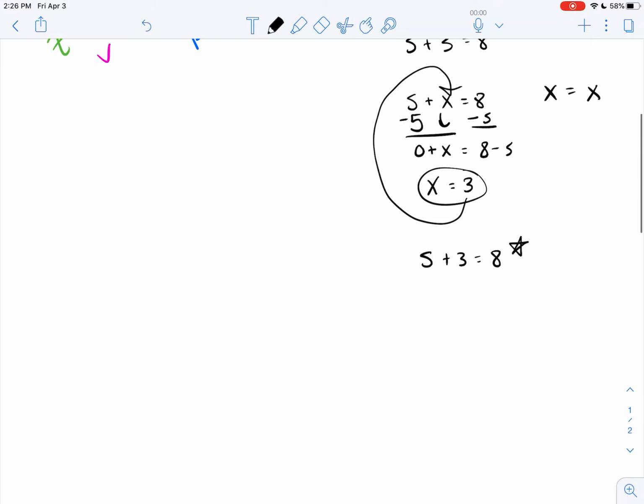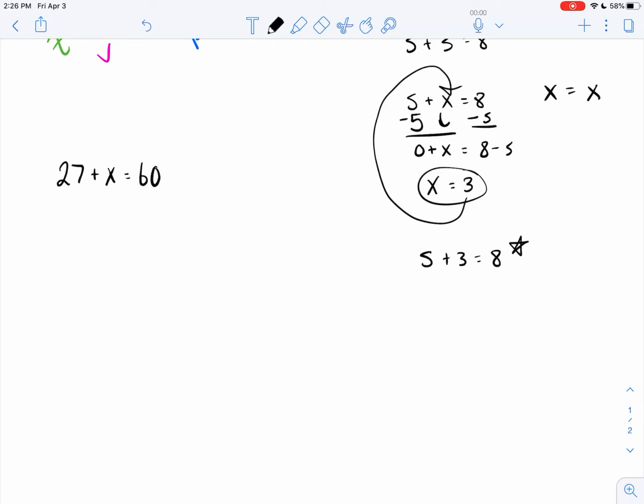So the reason it's important to be able to solve for variables is because not all of the equations that you run into are going to be as nice as this one. Some of them are going to have larger numbers or even fractions later on. So let's go ahead and try to solve one that's a bit harder than this. Let's do 27 plus x equals 60.